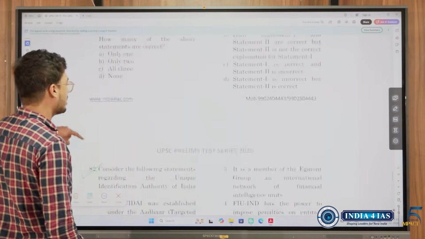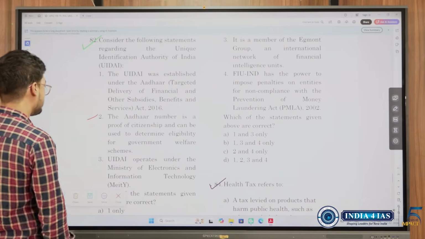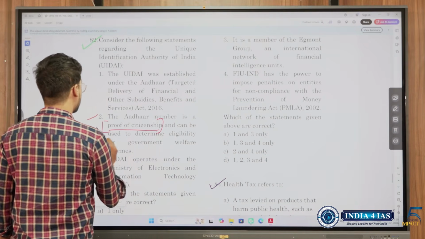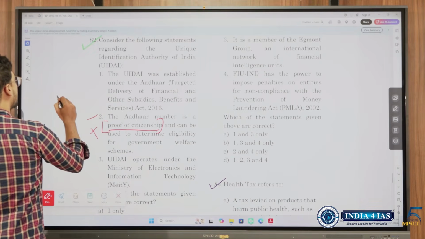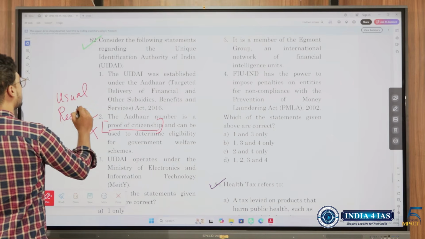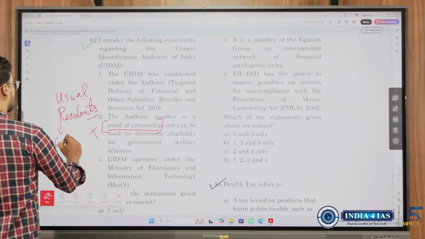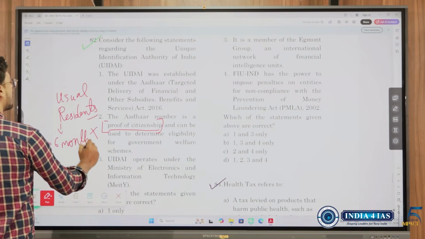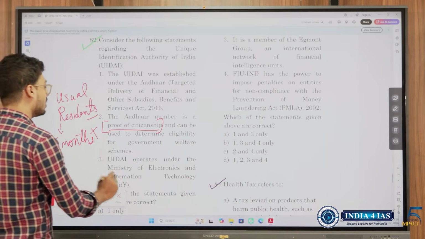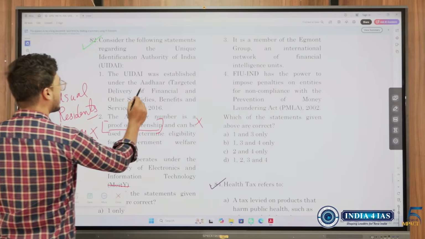See, the OBC one is a simple question, I'll leave it to you. Now another question on UIDAI. Aadhaar number is a proof of citizenship. I hope you know this, it is not a proof of citizenship. It is given to usual residents. Usual residents means someone who is residing in India, whether he is a citizen or a foreigner, for a period of more than 6 months. For these usual residents Aadhaar has been given, and it is not a proof of citizenship. UIDAI operates under MeitY. This is correct. This is wrong: UIDAI was established under the Aadhaar Act. You should know this.